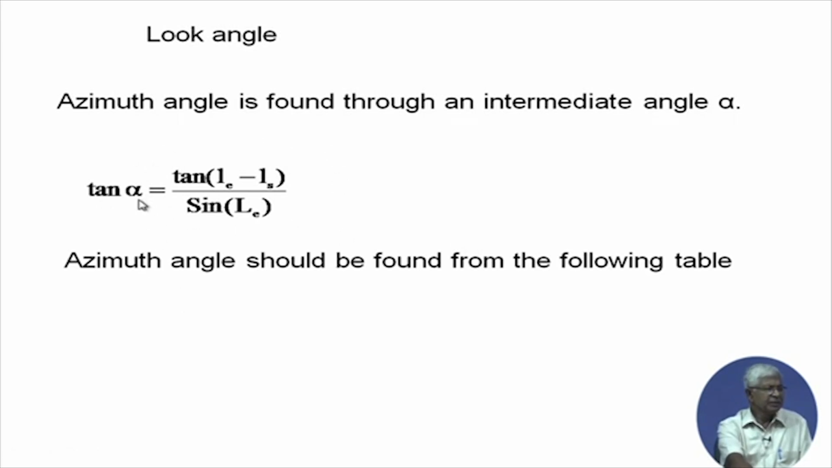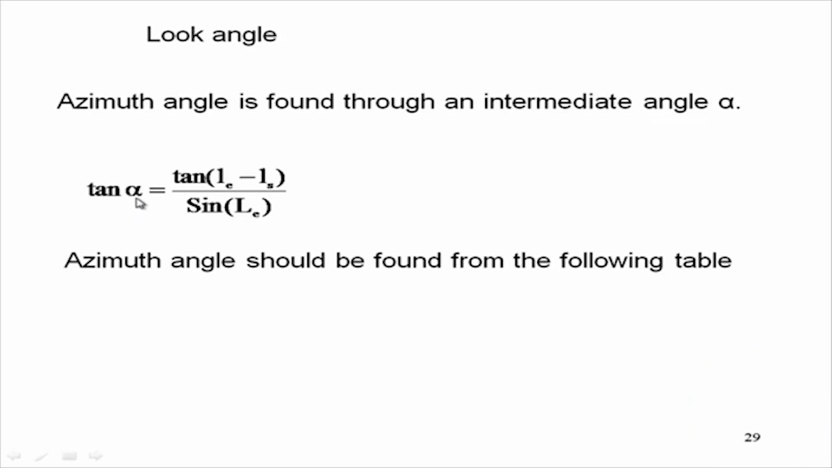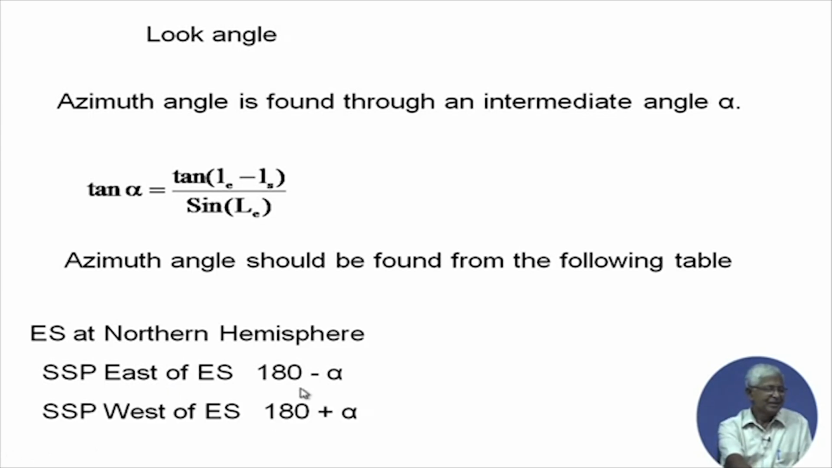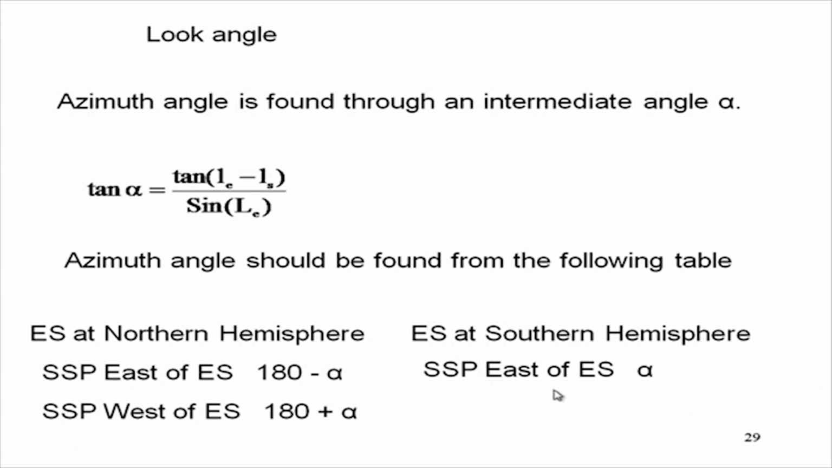So, now this intermediate angle alpha, azimuth has to be found out with respect to alpha, depending on where the station is. If the Earth station is in the northern hemisphere, that is above the equator, and the subsatellite point is east of the Earth station, it is 180 minus alpha. If the subsatellite point is west of the Earth station, it is 180 plus alpha. If it is southern hemisphere, and the subsatellite point is east of the Earth station, it is alpha, and if the subsatellite point is west of the Earth station, it is 360 minus alpha.